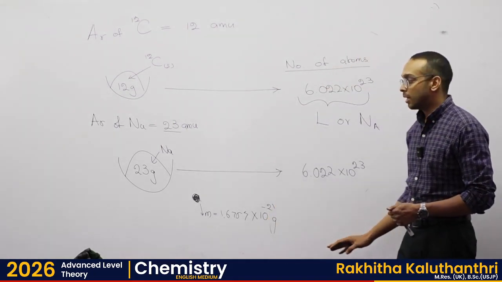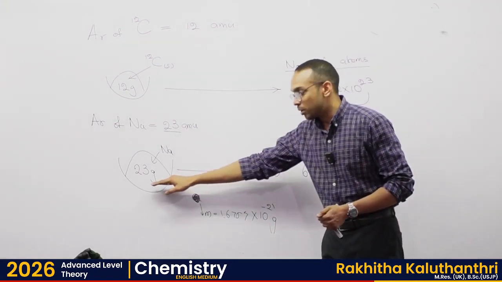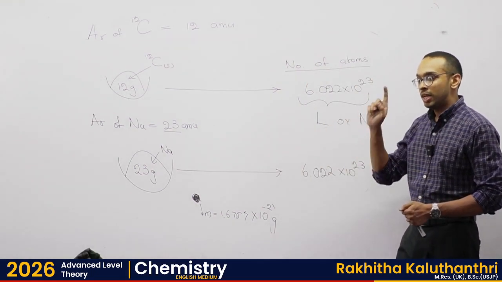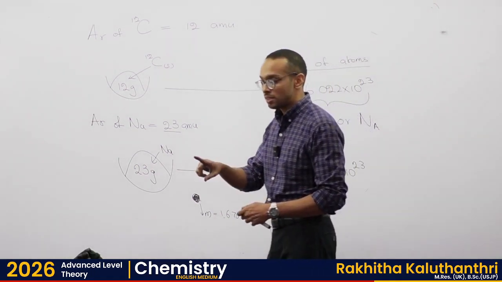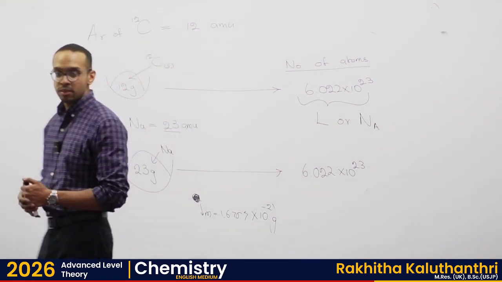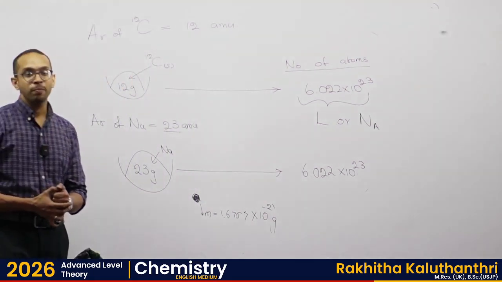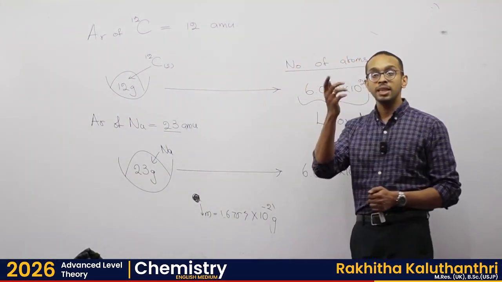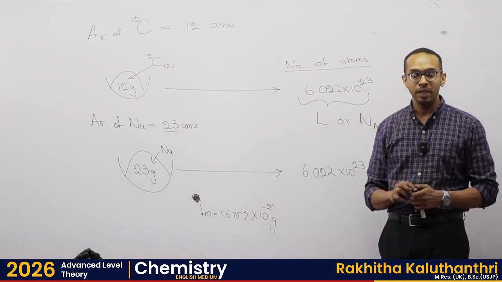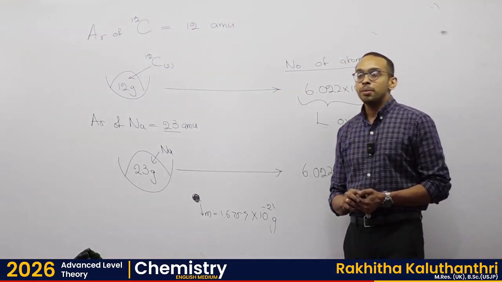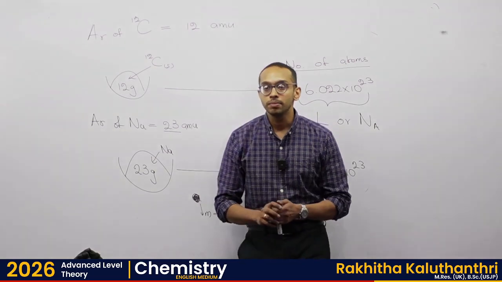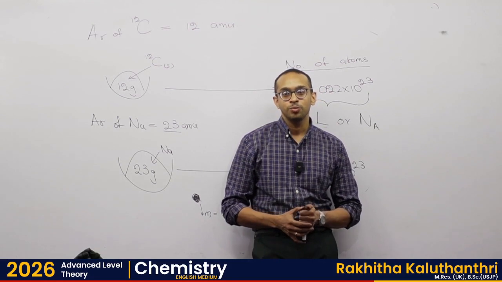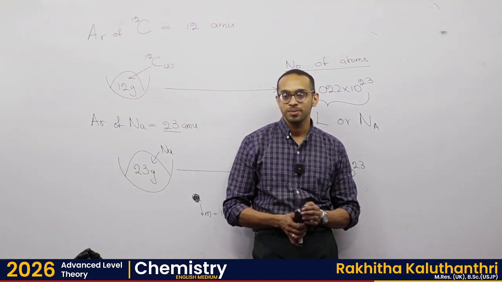Now at the same time, just like we can go from here to here, we can go in the other direction as well. That means whenever you take 1 mole of any substance, we can figure out how many grams that substance will have. For example, let's take helium. If I take 1 mole of helium, what would be the mass of 1 mole of helium? You can work it out and tell me.